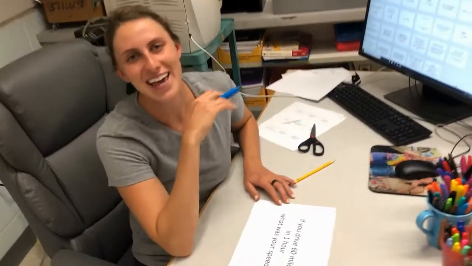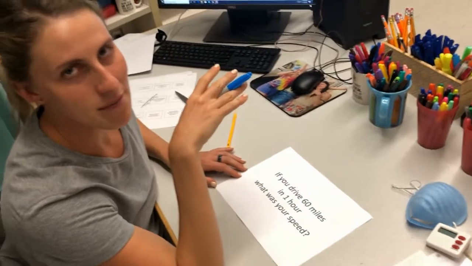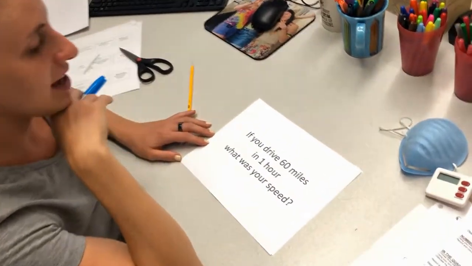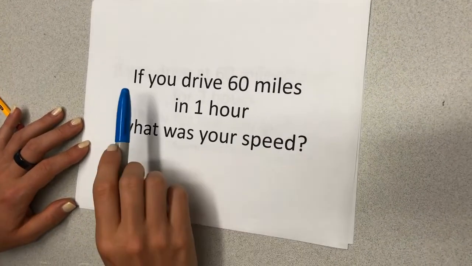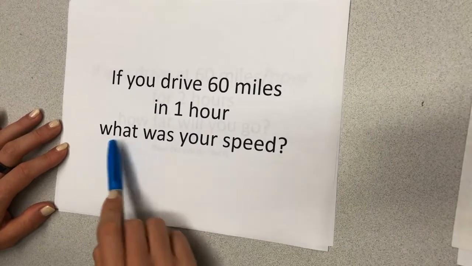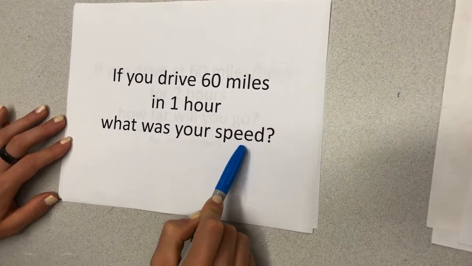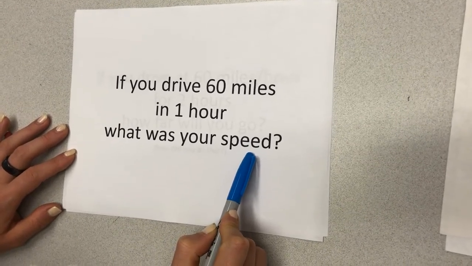Alright, so today we're going to learn a little bit more about speed equals distance over time, and how that can be useful. So let's take a look at this question. If you drive 60 miles in 1 hour, what was your speed? Mr. Boykin? 60 miles in 1 hour. Ooh, that'd be like 60 miles per hour.